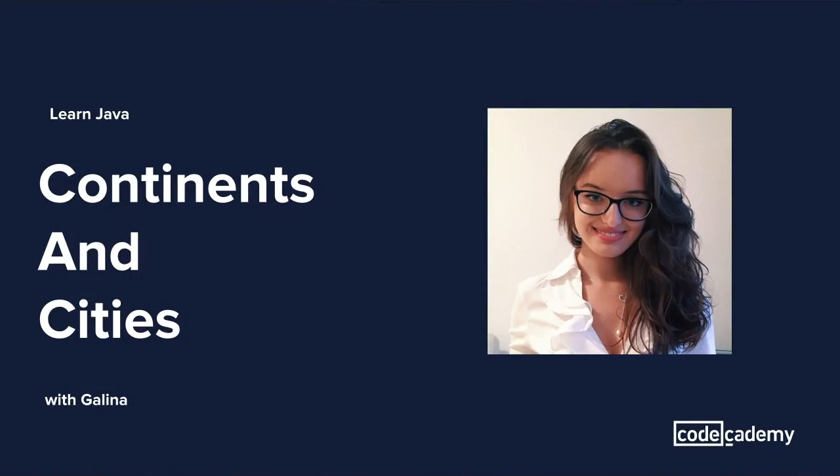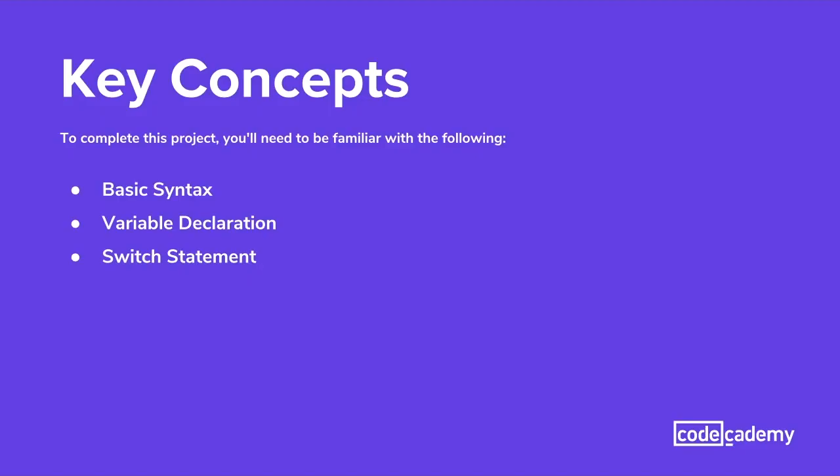Today we'll be going through the Consonants and Cities Freeform project, part of the Learn Java course. Now before we get started, let's take a look at some of the concepts we'll be working with today. To complete this project, you'll need to be familiar with basic Java syntax, variable declaration, and a switch statement. Now let's pull up our project and get started.